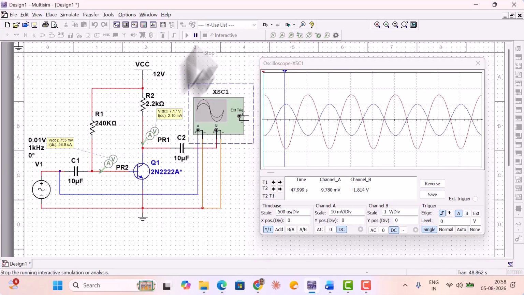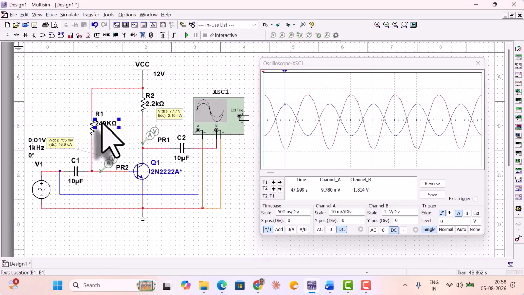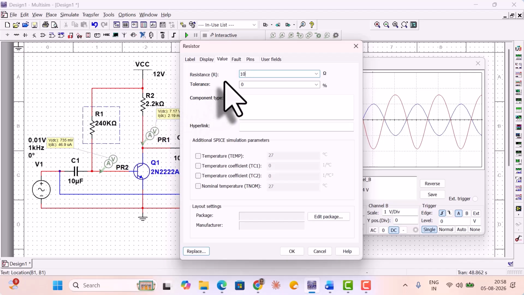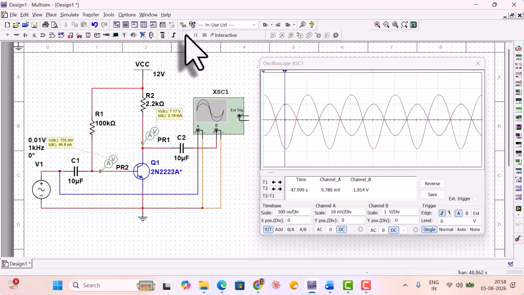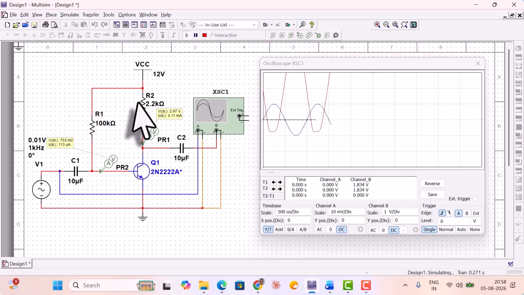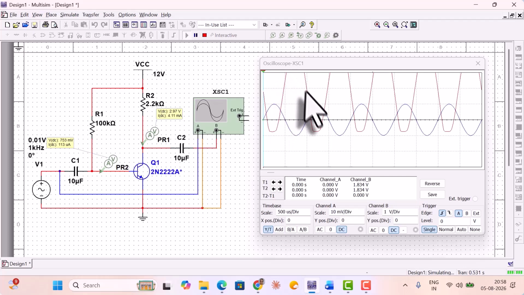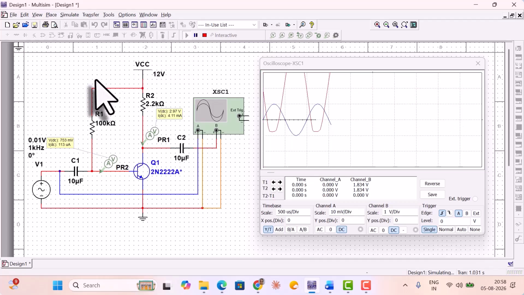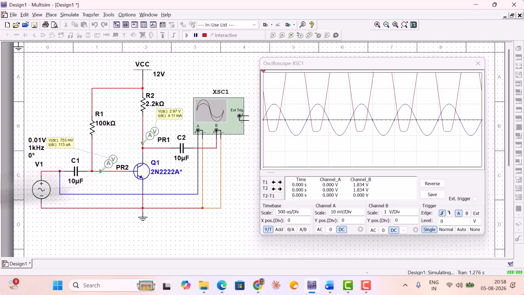Now, I'll change the value of the base resistance to 100 kilo ohms. And I'll restart the simulation. Now the output waveform, which is the red trace, is distorted because the Q point has shifted to near the saturation region. When inappropriate values for collector resistance RC are also used, the output voltage will get distorted. This demonstrates the importance of choosing the correct Q point.